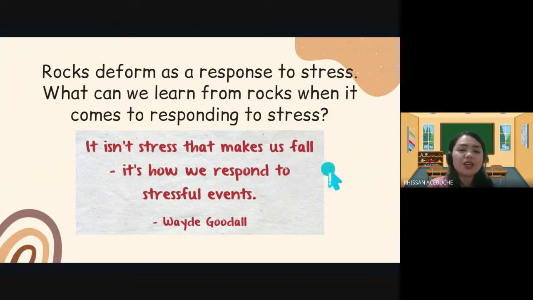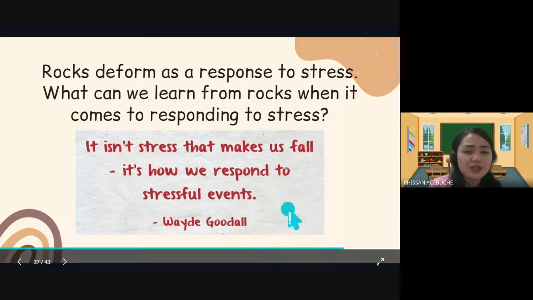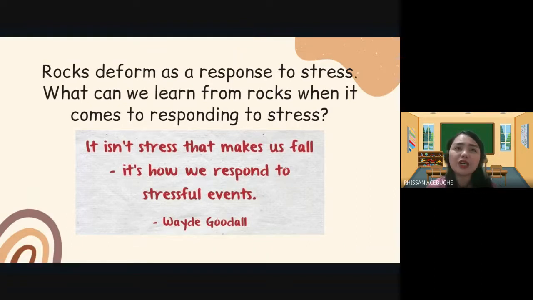It says here, it isn't stress that makes us fall. It's how we respond to stressful events. How can we relate this to our real life? How can we learn from the rocks about responding to stress? What can we learn from the rocks about responding to stresses?